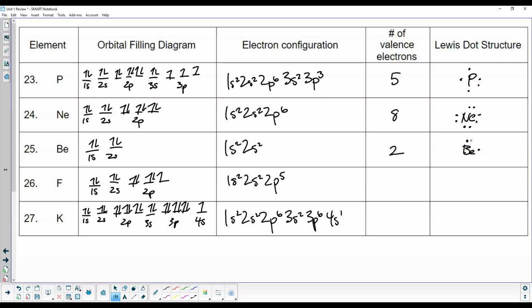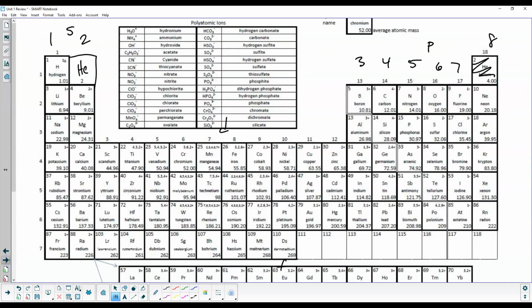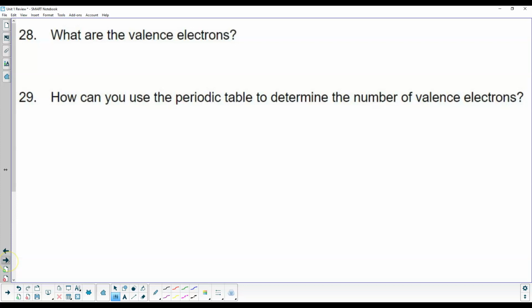For fluorine, notice it has 7, 5, and 2. So we're going to put fluorine here, and it's going to go right, top, left, bottom, right, top, left. Okay, so 2 on each side except for the bottom, which only has 1. And then potassium only has 1, just that 4s1. So for its symbol, just 1 dot. Okay, pretty straightforward.